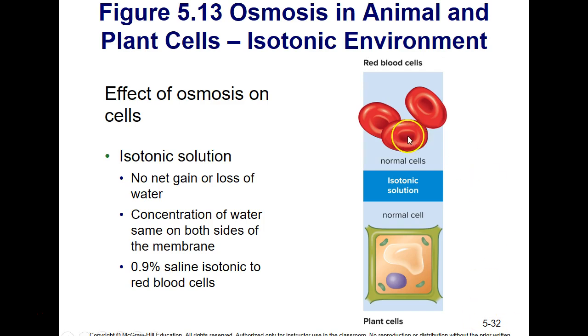So these are our red blood cells right here. They're round, and of course they're just normal red blood cells, so you're not going to gain or lose water here because the amount of water inside of this red blood cell is going to be the same as it is outside of your cell, because as stated, our red blood cells are in 0.69% saline isotonic, which is isotonic to our red blood cells.